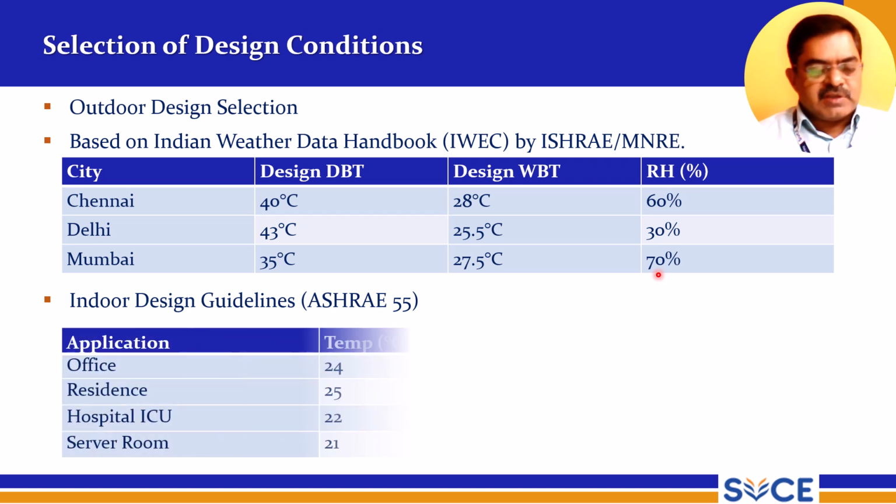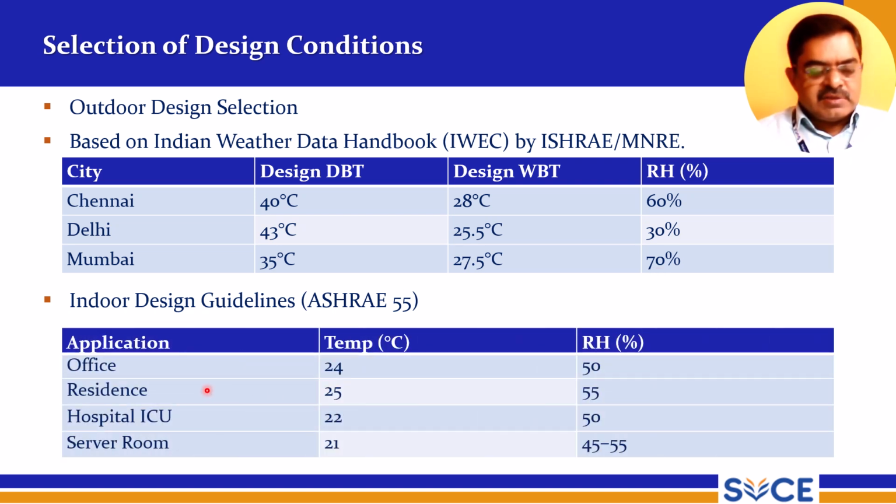Indoor design guidelines: for an office, 24 degrees Celsius, with humidity maintained at 50 percent. Residence, 25 degrees Celsius. Hospital ICU should be 22 degrees Celsius, and server room is still lesser, 21 degrees Celsius, with relative humidity maintained between 45 and 55. In most cases, the relative humidity is 50 to 55 percent.